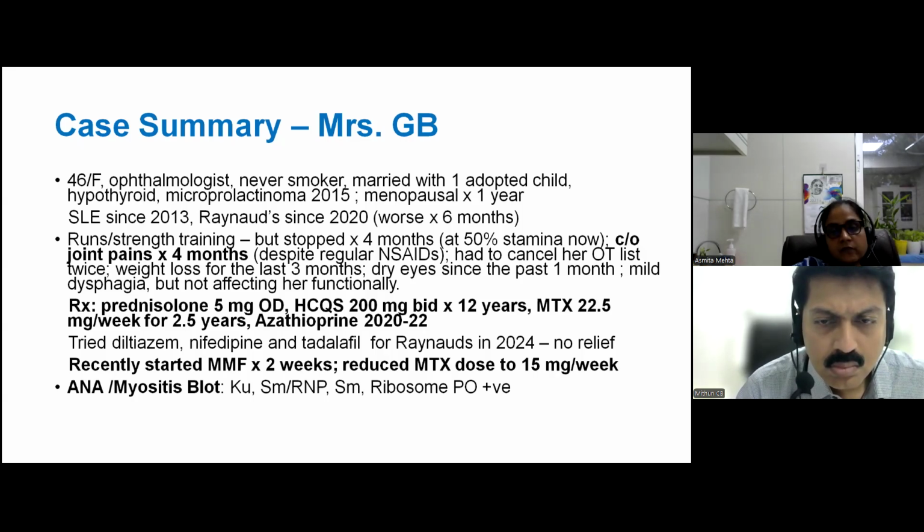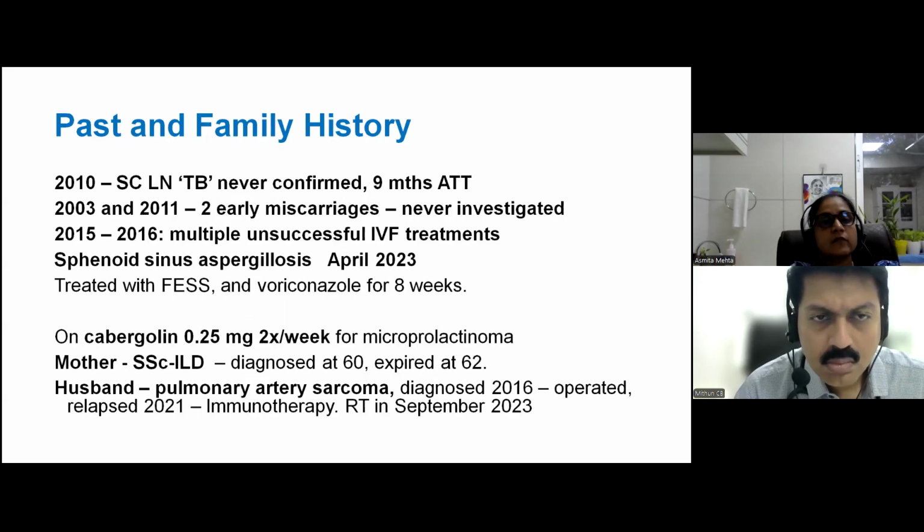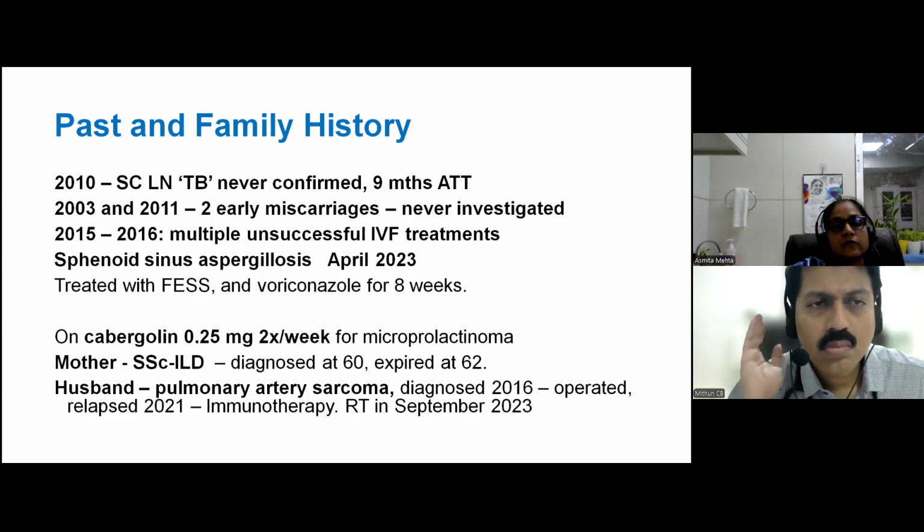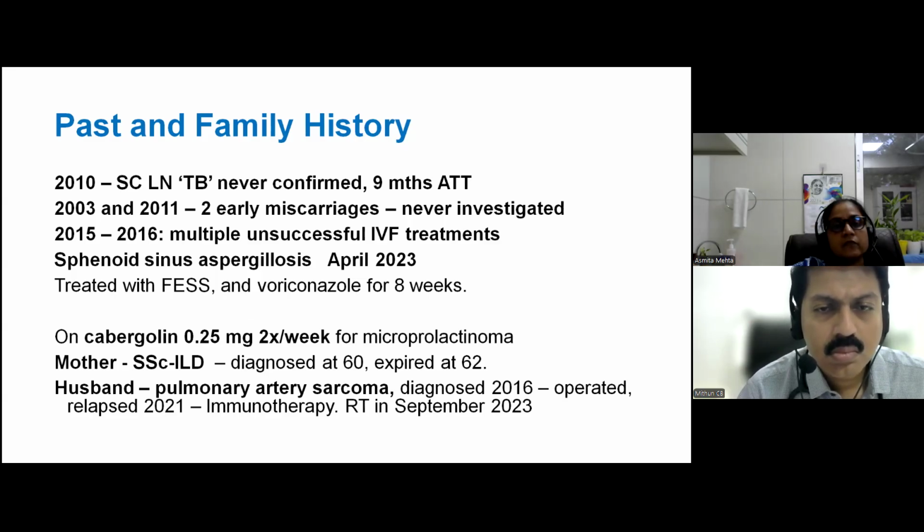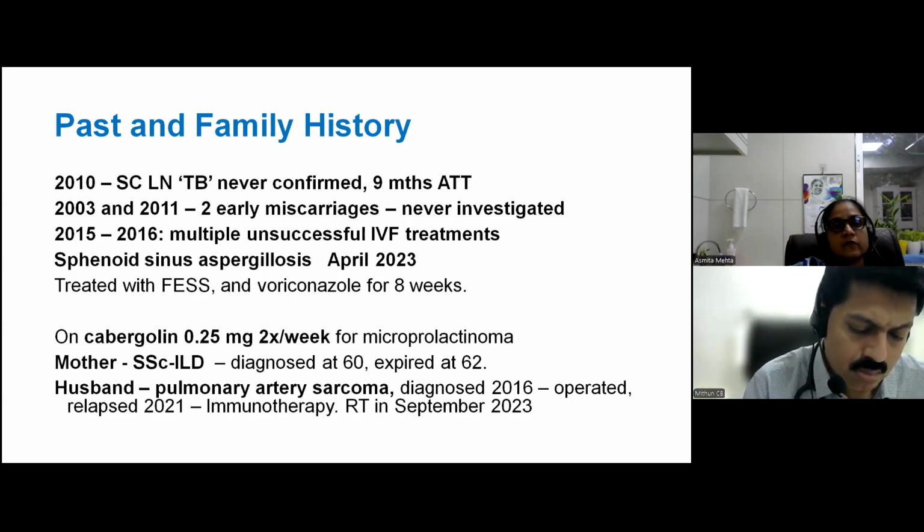The next slide, Asmita. So there's other history that you may want to know, that she had empirical AKT in 2010 for supraclavicular lymph node TB confirmed. She had 2 early miscarriages, never.